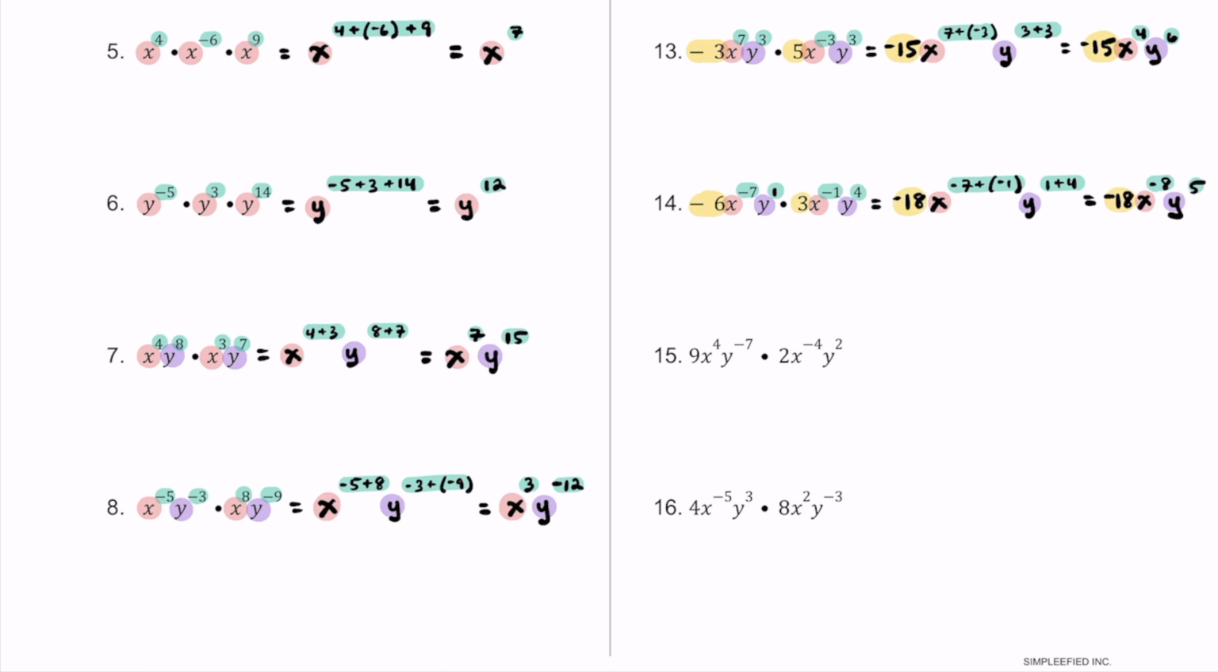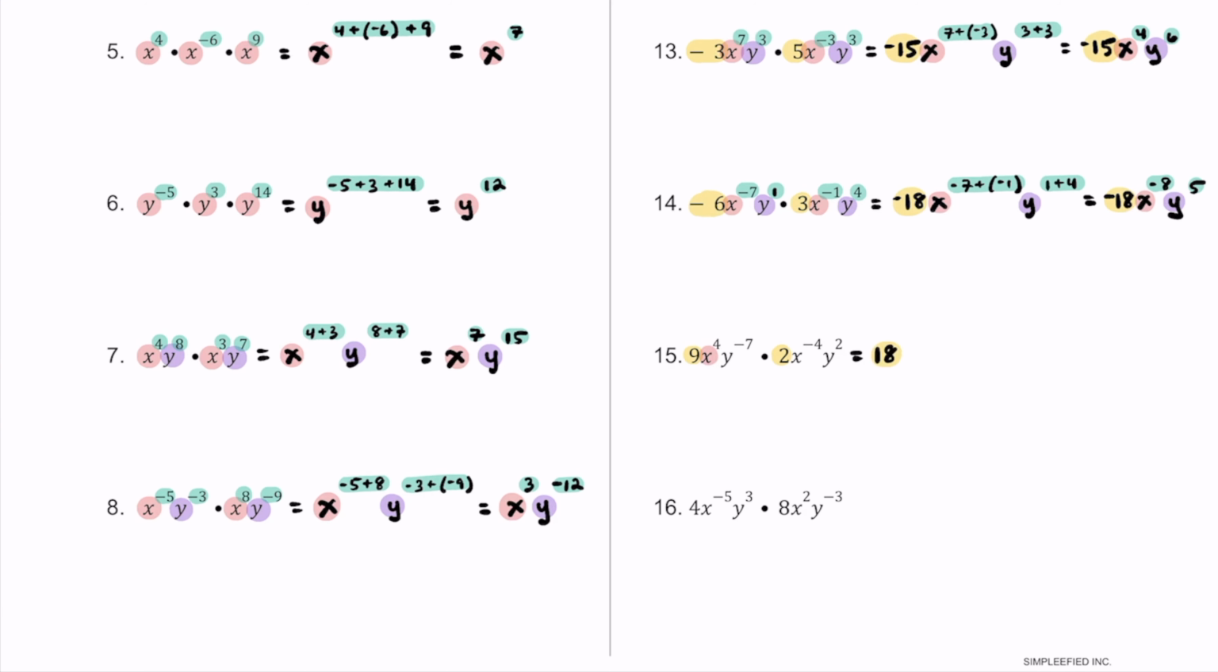For number 15, we have 9x to the fourth power times y to the negative seventh power times 2 times x to the negative fourth power times y to the second power. Let's start with our coefficients. So we have 9 and 2. 9 times 2 is going to be 18, so let's go ahead and put that out in front first.